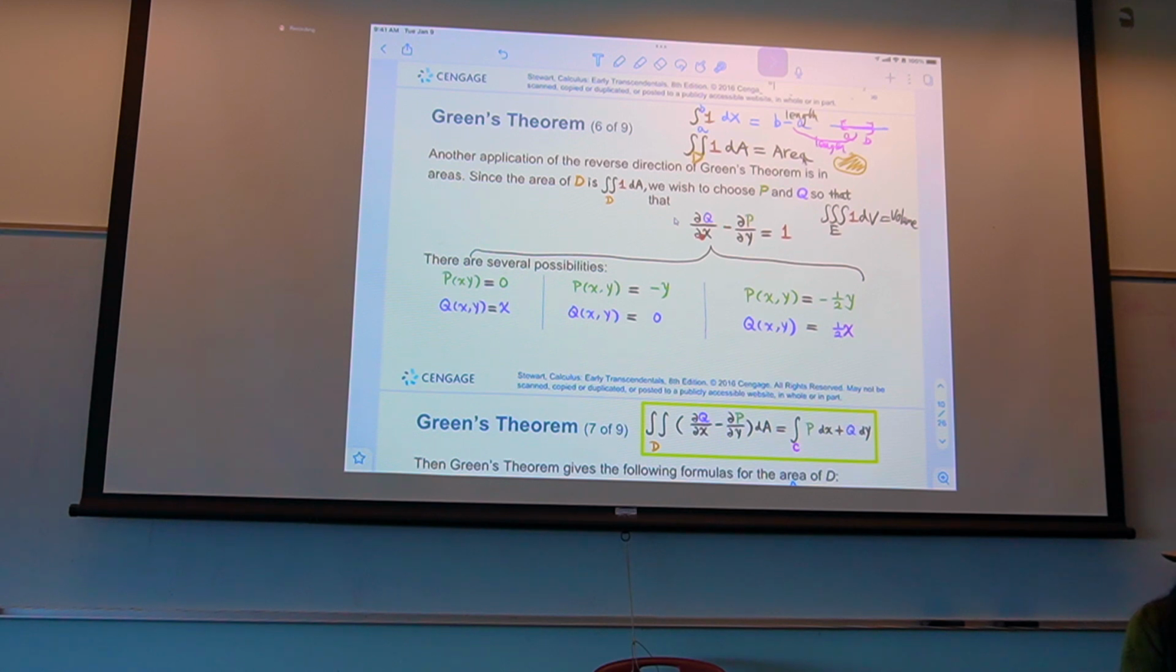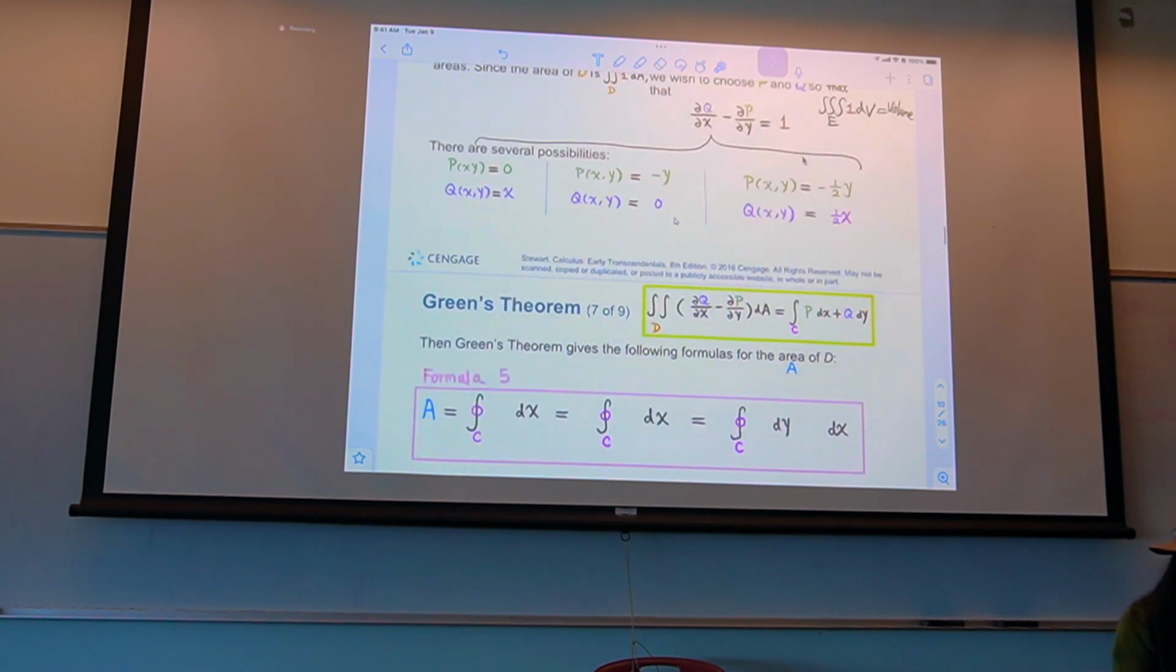Okay. Well, when Q equals x, the partial derivative of Q with respect to x will be 1, right? And then P is 0, then you will get 1, okay. Similarly for this, when Q is 0, then this partial derivative is 0. The partial derivative of P with respect to y is -1. Together with the negative sign here, we get +1, right? And similarly for this, we get 1/2, and this we get -1/2. So 1/2 subtract -1/2, we get 1. So those are different possibilities to get this expression to equal 1.